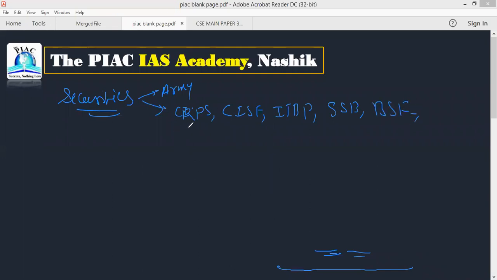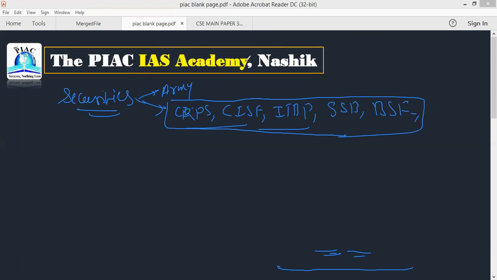Okay, other than this, there are other agencies also involved in security, the security forces involved in your internal security, and how they carry out their work, how they are functioning, what is their constitutional body, how they are operating. All this, what are the challenges they are facing, how they can be overcome. So all these have to be done in these topics.